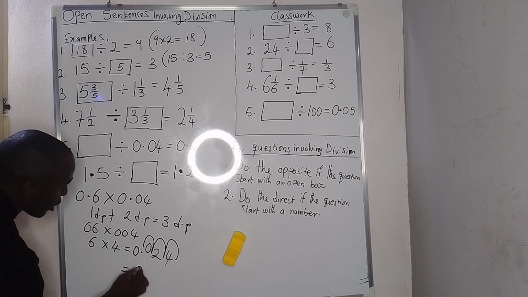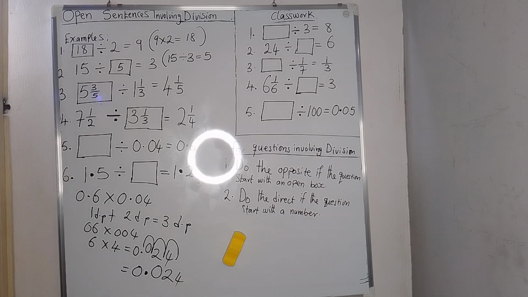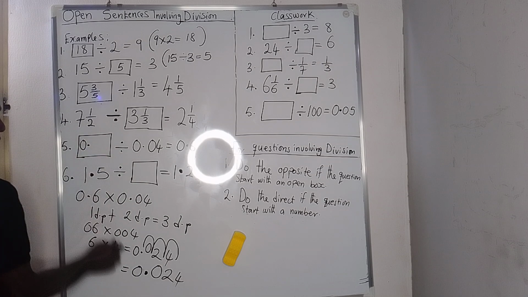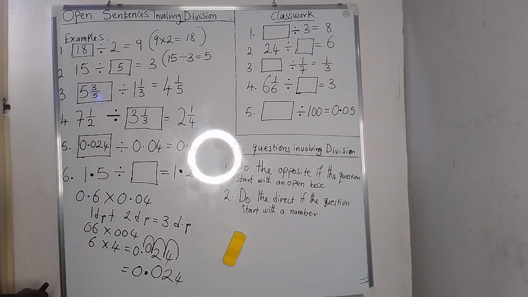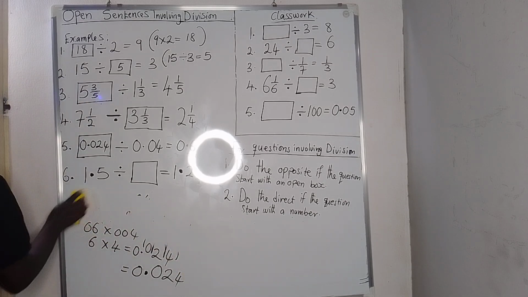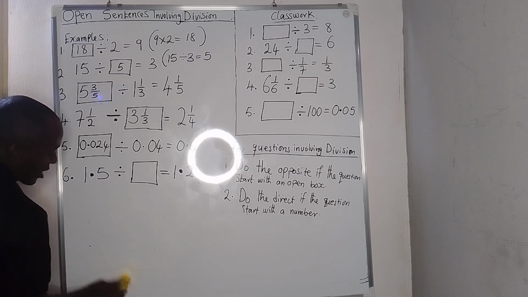So our answer is 0.024. Let's check whether that will give us our answer. Can we check? Yes. Quickly, let's check.